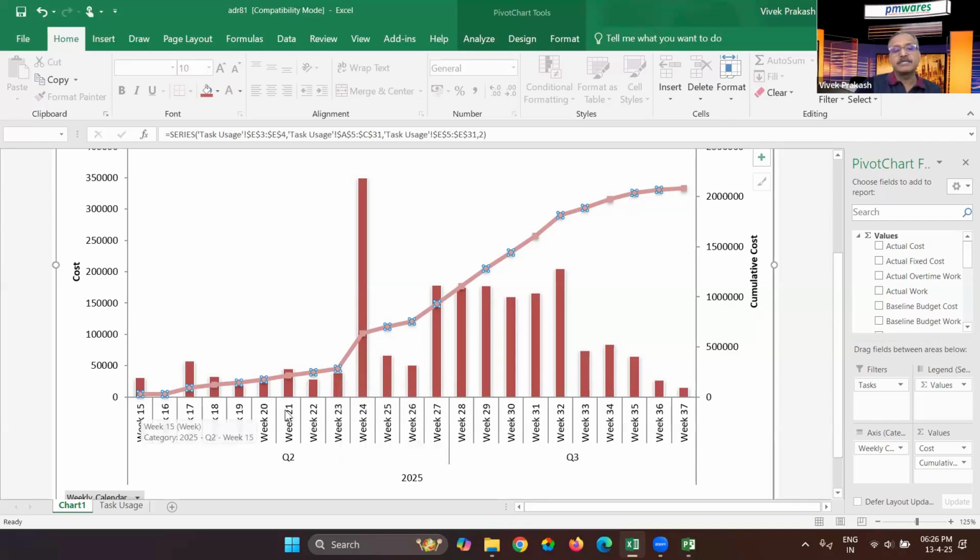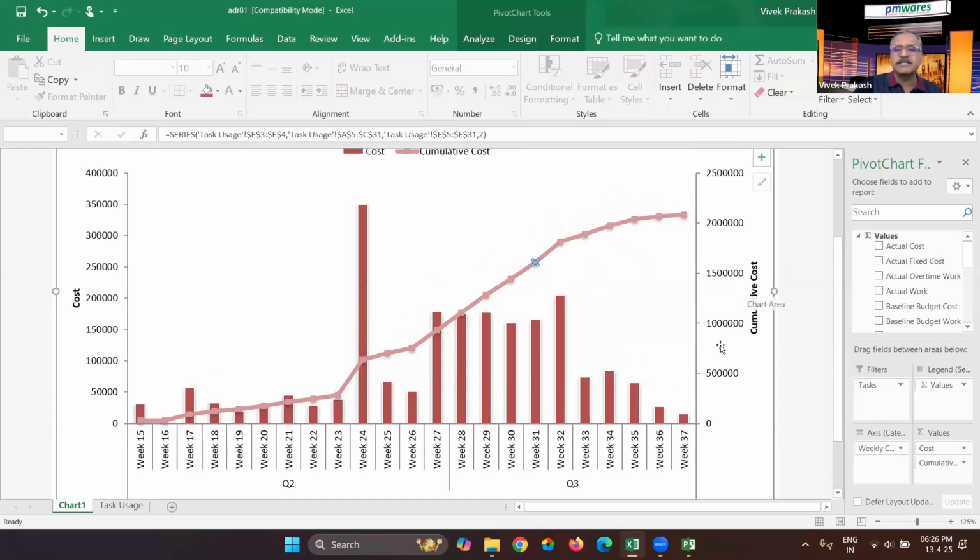So total cost from here to here. That's why it's always increasing. Look at this. There is cost on both sides, on the right hand side as well as the left hand side. So the bars are mapped on one side and the line graph on the other. No, the line graph is on the right hand side.